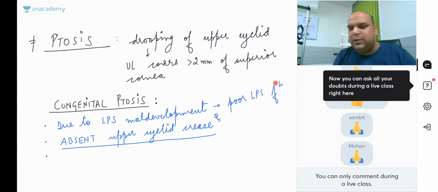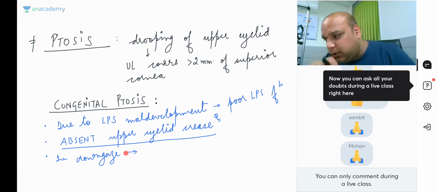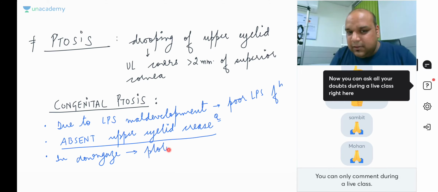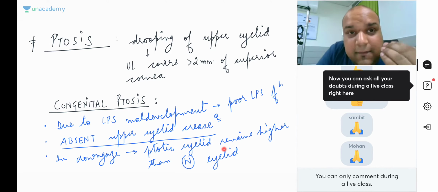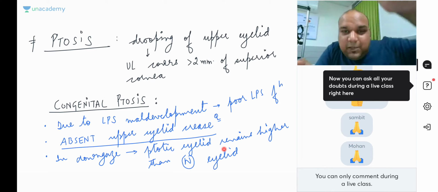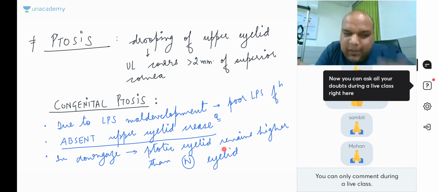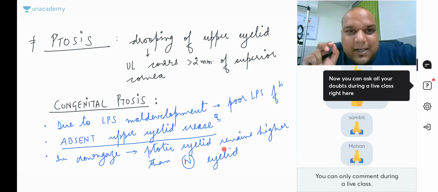Then we say in down gaze, when the child will actually look down, the ptotic eyelid, this is almost a reverse phenomenon, you can say, the ptotic eyelid remains higher than the normal eyelid. Do you understand? Even though the eyelid is already drooped down, when you actually try to look down, the eyelid does not go further down. The normal eyelid will go completely down, but this eyelid will remain at its level. So if you try to understand it in one line, the eyelid is actually neither going up, nor going down.